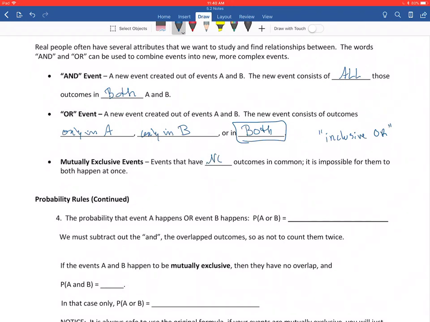And then one more definition is, what does it mean for events to be mutually exclusive? That would be events that have no outcomes at all in common, or another way to look at it is it's impossible for them to happen at the same time.